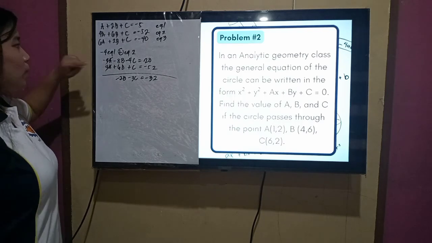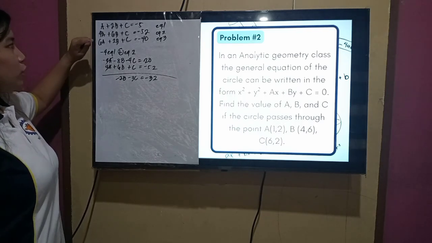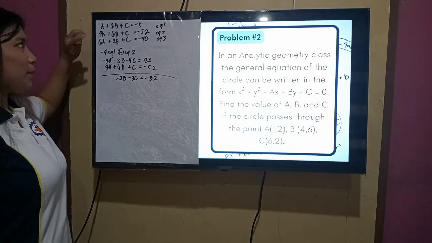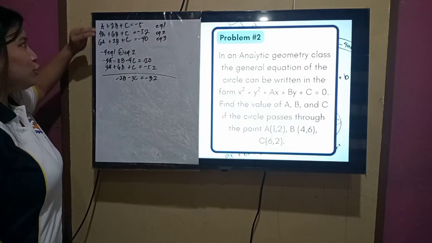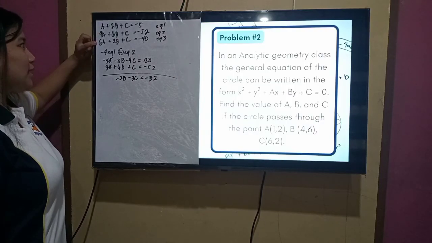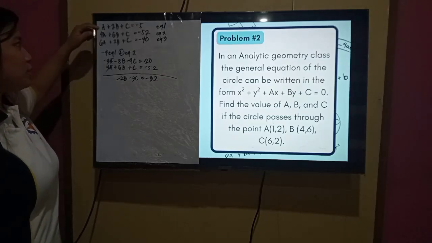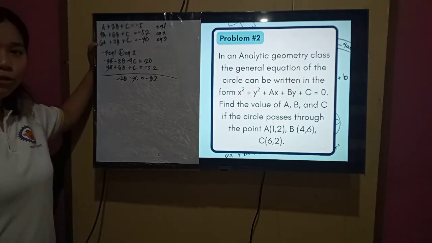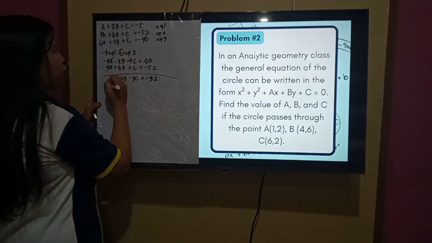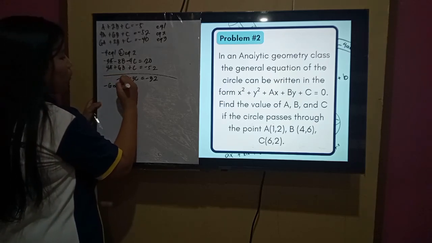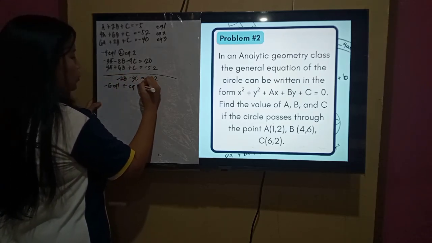So, para ma-cancel natin si A, ito namang equation 3 yung gagamitin natin kasi dapat lahat ng equation ay magamit natin. So, nagamit na natin itong dalawa, equation 3 na lang, and ipapartner ko lang ulit siya kay equation 1, and then ita-times ko siya sa negative 6 para ma-cancel natin yung A. So, we have negative 6 equation 1 plus equation 3.